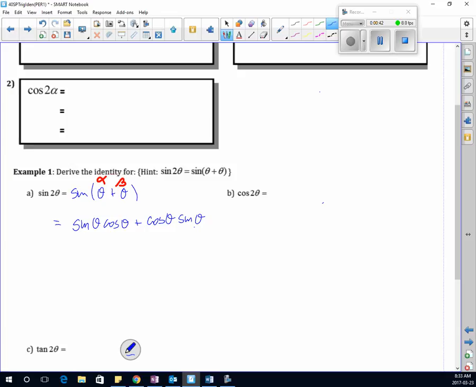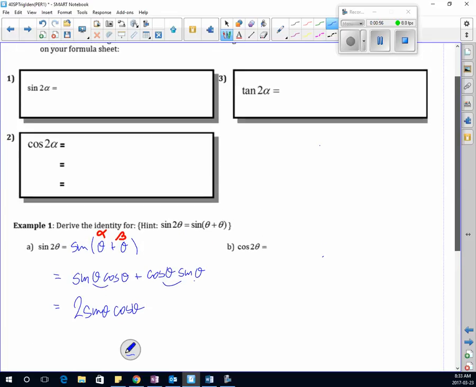But when you multiply these things together, do you understand that these two are actually exactly the same? Yeah. So then, can you add them together? Yeah, so you get two of them. 2 sine theta, cos theta. So that is your first formula that we're going to be, they're using alphas. So we're going to use 2 sine alpha cos alpha.